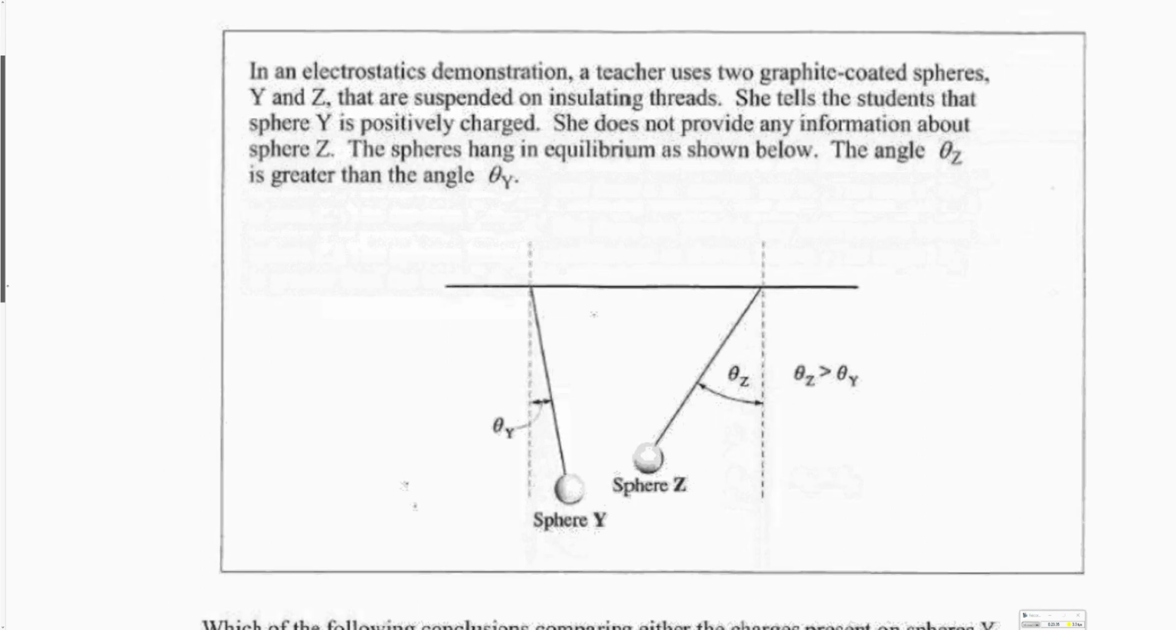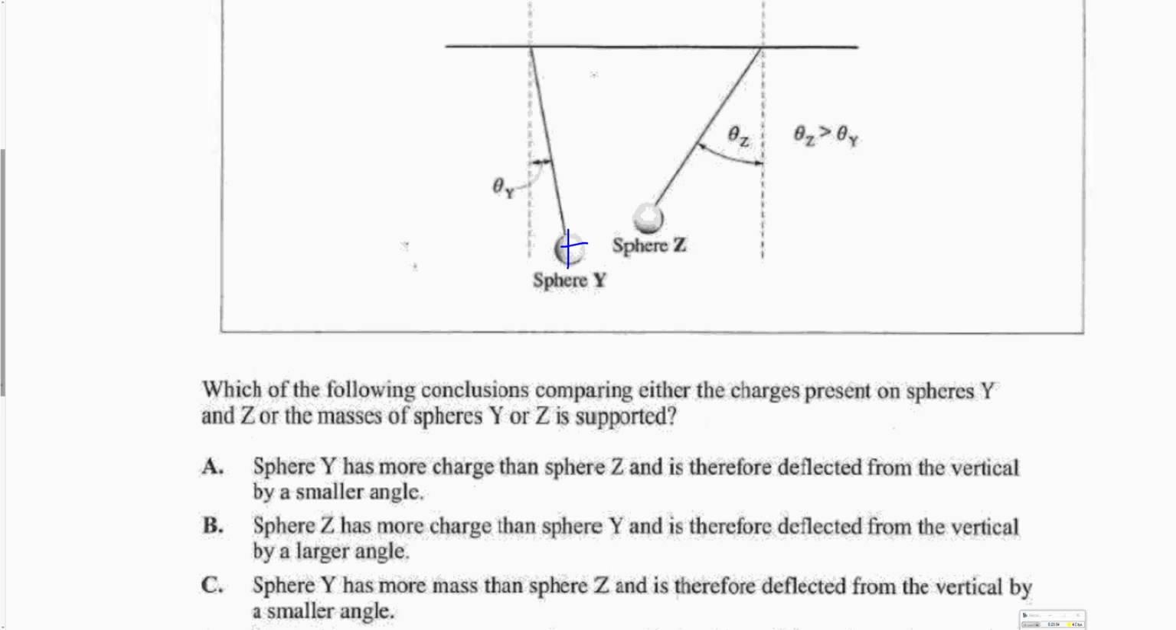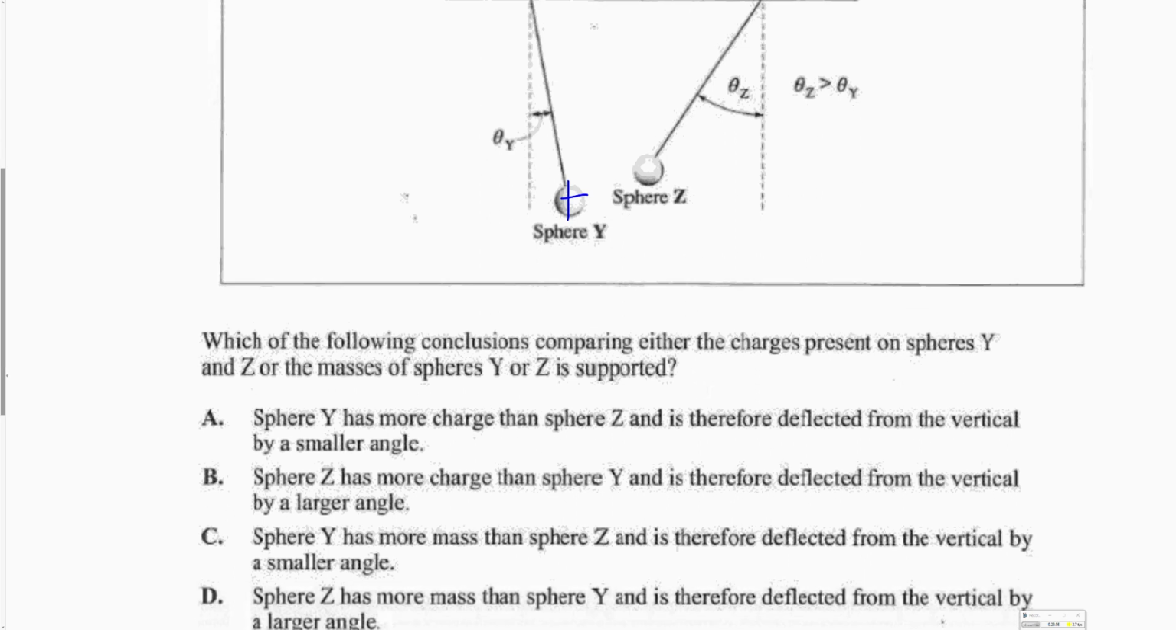What do we got here? What does it say? X or Y? Does it say what the charges are? Y is positive, X is, or Z is, it doesn't say what it is. And then we can see that one angle is bigger than the other. Okay. Which of the following conclusions comparing the charges present on Y and Z and the masses of Y and Z is supported? Well, hey, what do we know about the force?